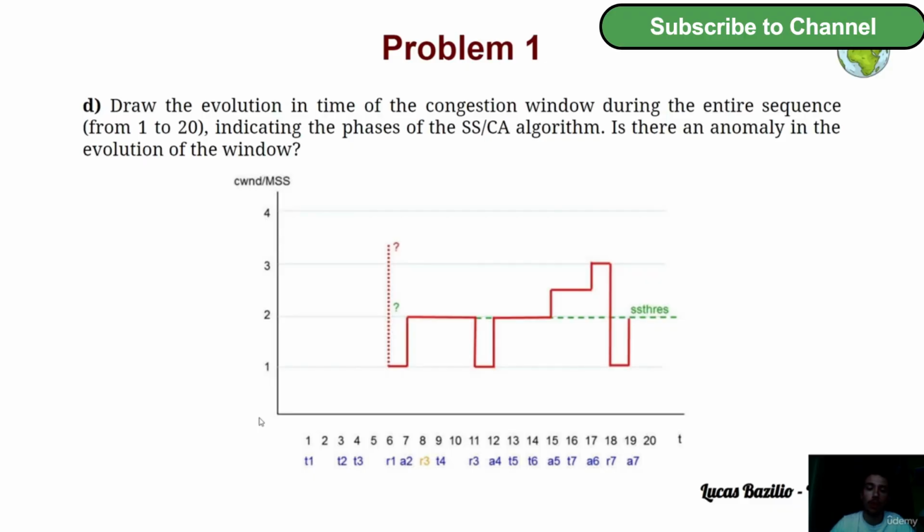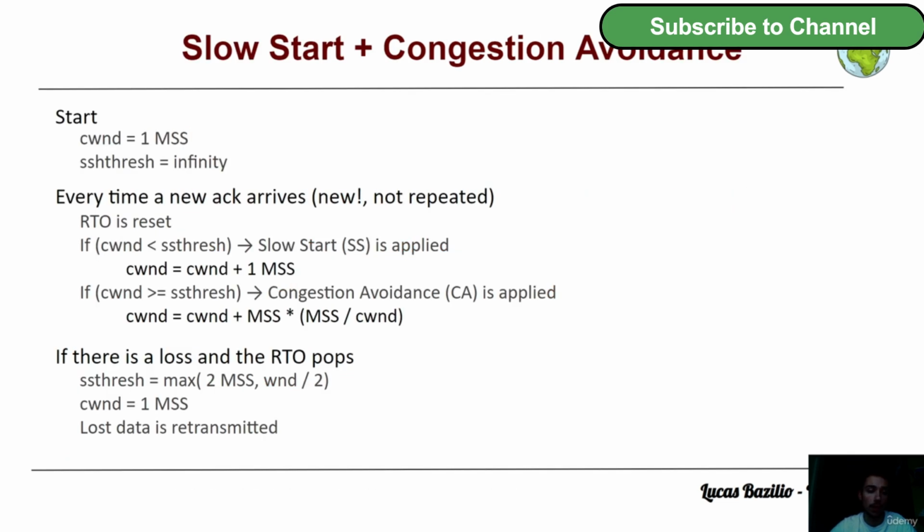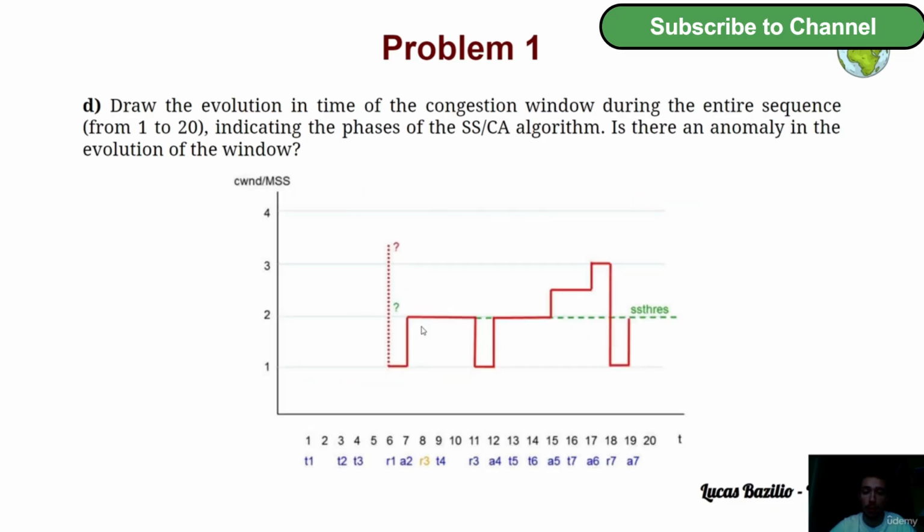Now remember, before the packet that we sent, the congestion window was equal to 2. Remember that at time 12 we incremented the congestion window to 2 in the slow start phase. So before packet 13 we had a congestion window of 2 and we had just entered the congestion avoidance phase, a phase where the congestion window is equal to or greater than the slow start threshold. The slow start threshold, which we discussed in the previous lecture, was 2.